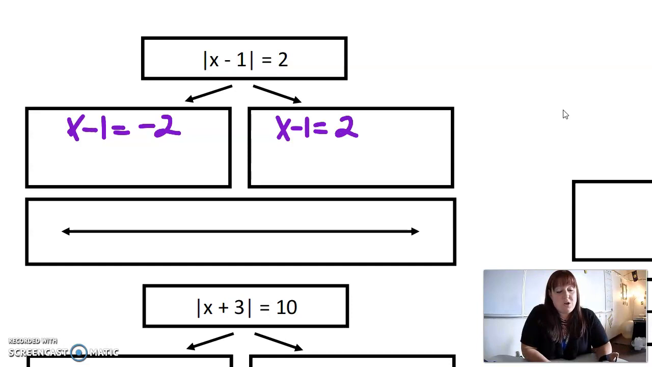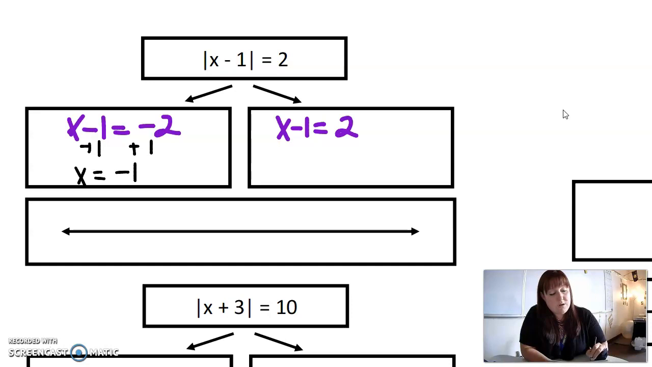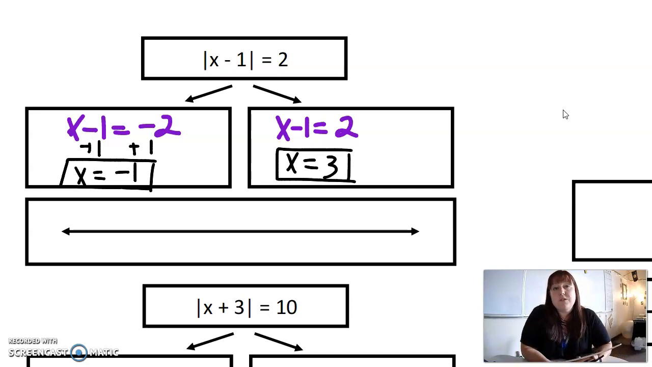So now all I have to do is solve these, right? So I can add 1 to both sides, and I get x equals -1. Or I add 1 to both sides, and I get x equals 3. So either one of those is going to give me 2 on the number line. In fact, you can see that if I plug this in, -1 minus 1 is -2. The absolute value of -2 equals 2. Or if I put in 3 minus 1, that equals 2 as well.